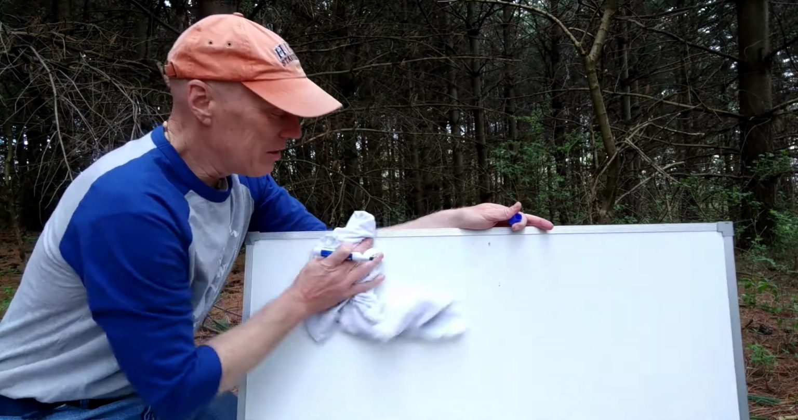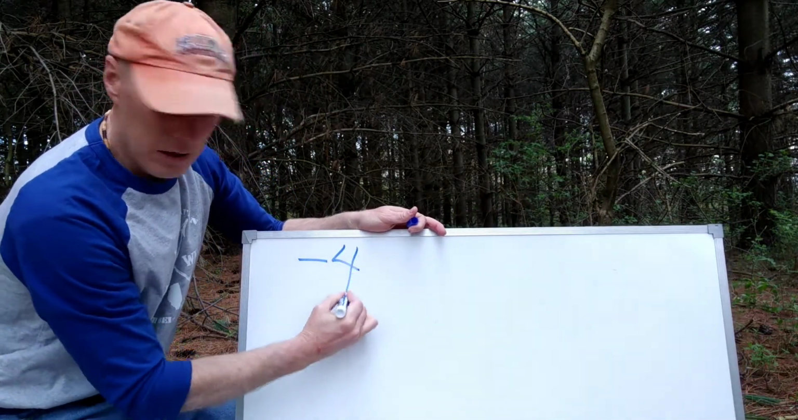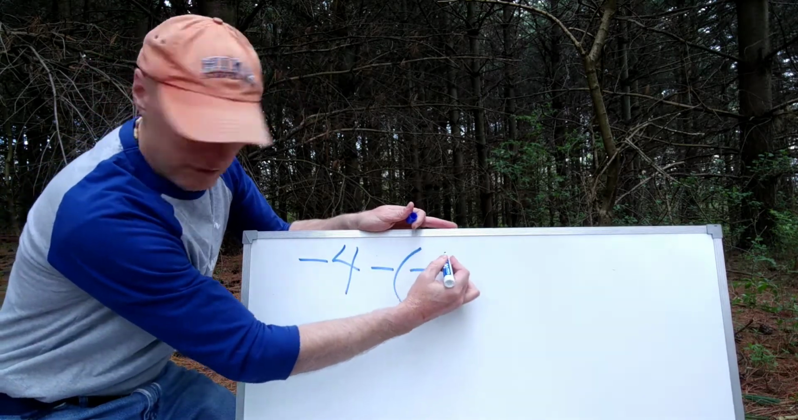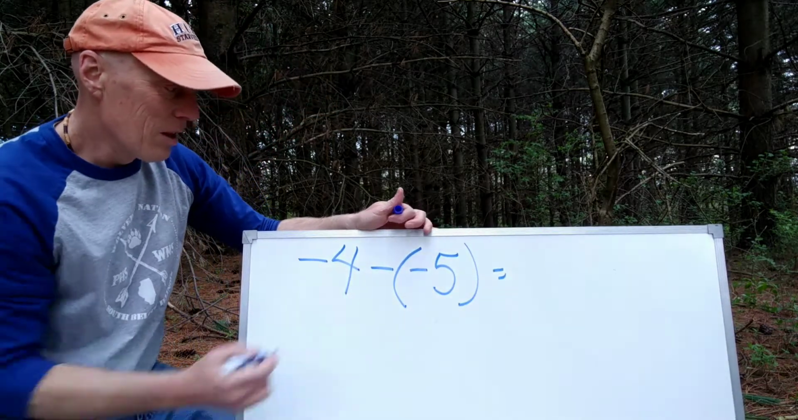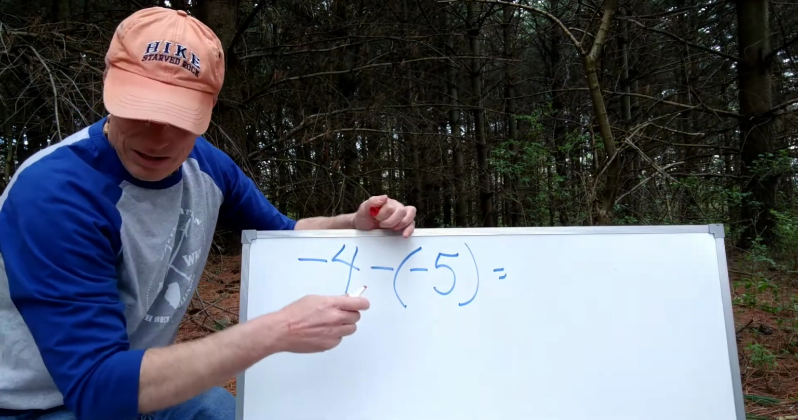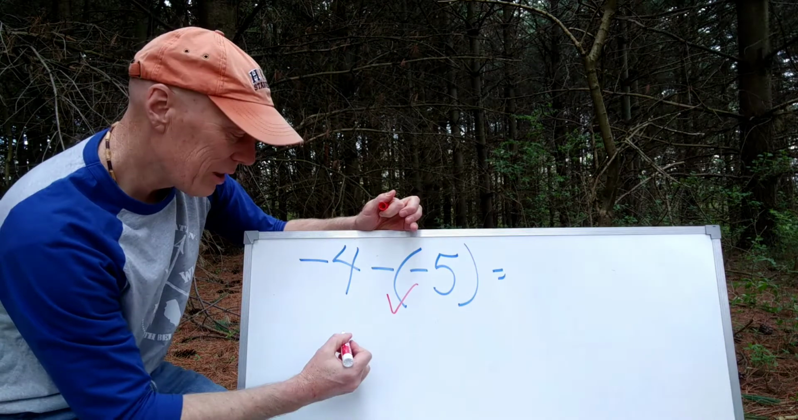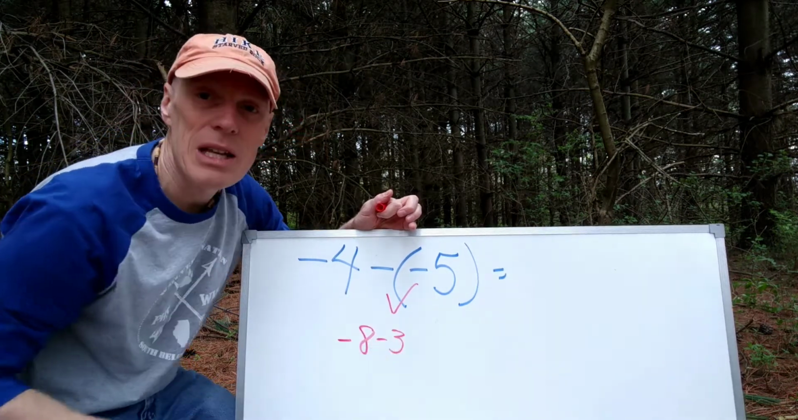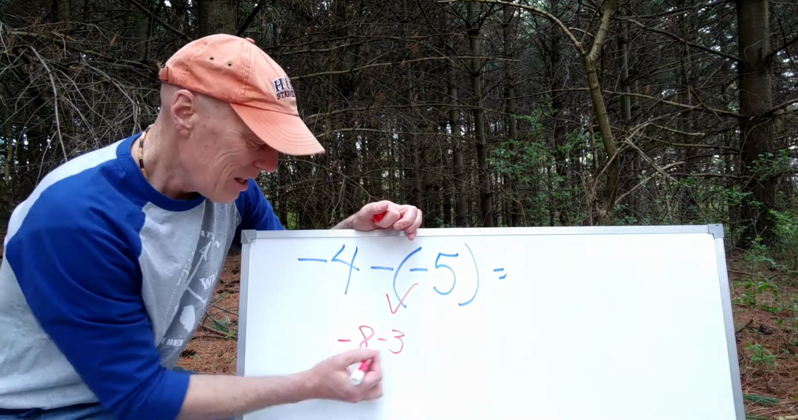All right, let's look at example number 2. Negative 4 minus a negative 5. What does that equal? Well, here you need to first of all realize this is a double negative. Hey, wait a minute. That problem you just looked at a second ago, Mr. Rhines, that negative 8 minus a 3, wasn't that a double negative? No, it was not.